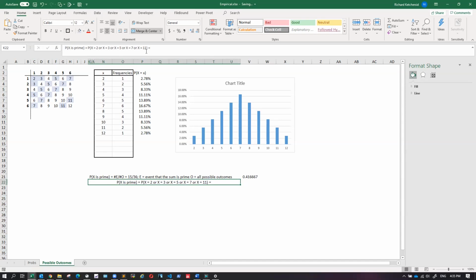And so when I have disjoint events like that, I can just sum up the probabilities. So this is actually the same as P of X equals 2 plus P of X equals 3 plus P of X equals 5 plus P of X equals 7 plus P of X equals 11. Those are all my possibilities.